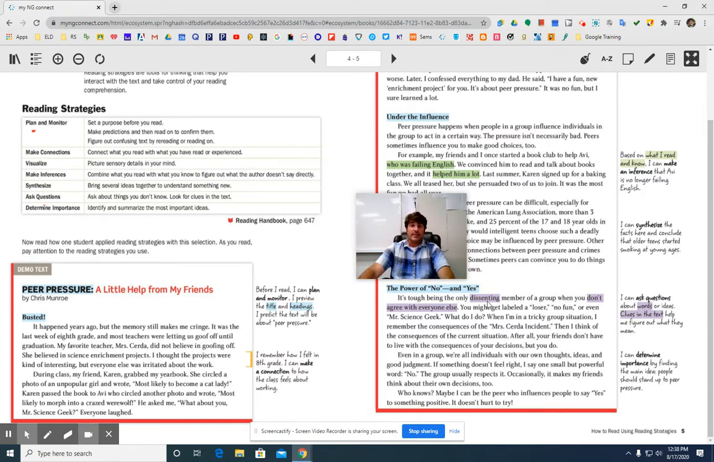Now we get to the idea here. When you don't agree with everyone else, what should you do? The dad said, you have to say no. That's a powerful word. When people are asking you to smoke and you know it's deadly, say no. When friends are asking you to make fun of someone and you know that's wrong, say no. All right. So I want to ask questions and I constantly want to be thinking about that.